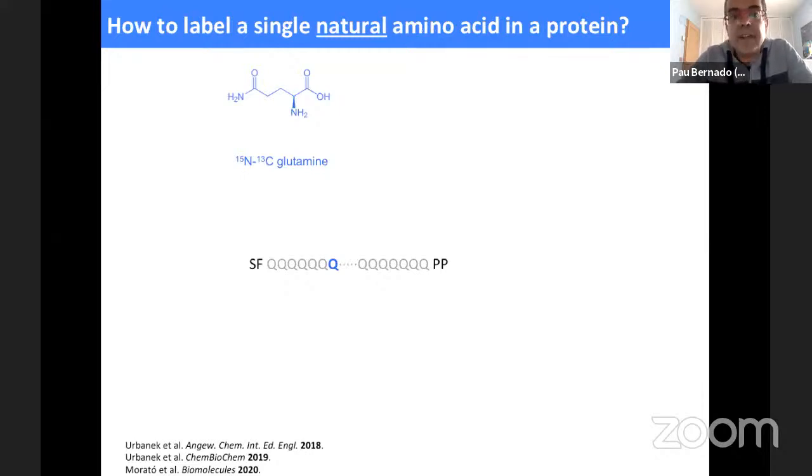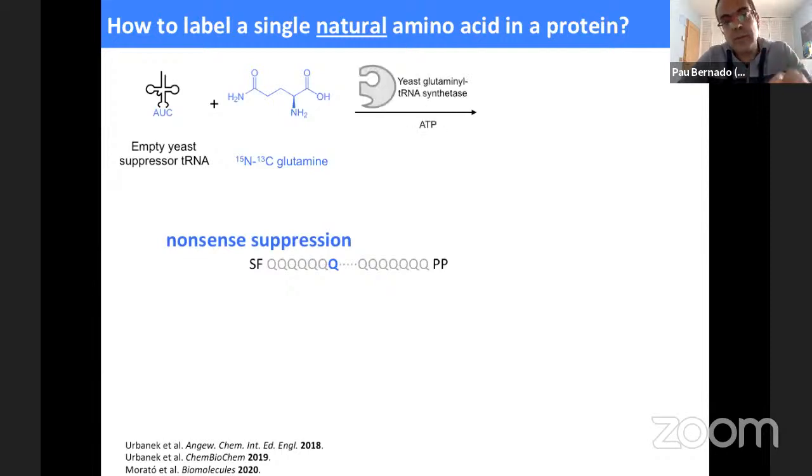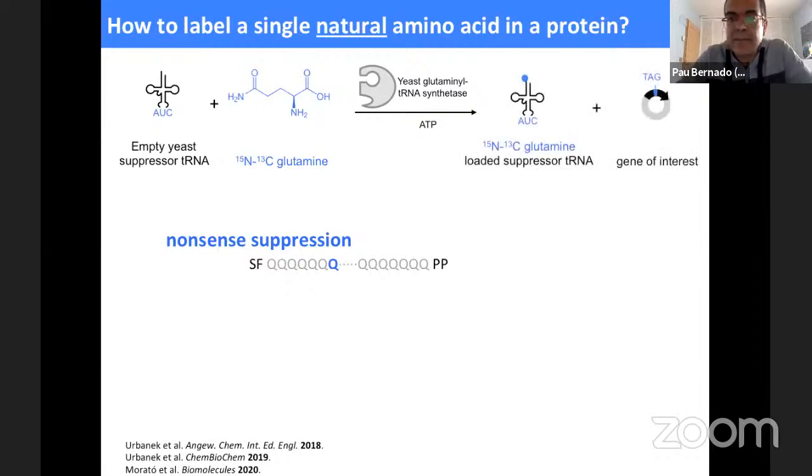Technically, we do it as follows. We have commercial labeled glutamine. We synthesize the tRNA with the appropriate anticodon. This tRNA comes from yeast. We put those two molecules together with the enzyme glutamine tRNA synthetase, and we can load this tRNA with the amino acid that we want. Afterwards, we have the gene in which, at the position that we want to study, instead of the normal codon of the glutamine, we put a stop codon.